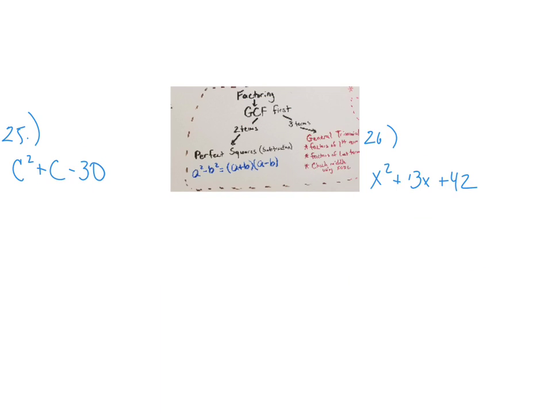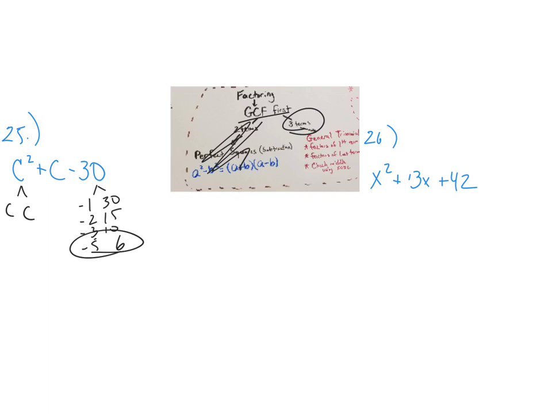Alright, 25 and 26, they're not going to have anything in common. They're not going to have 2 terms. So I'm going to have to do 3 terms, which means I'm going to follow these steps. So I take the factors of the first term. How do I get c squared? C and c. How do I get negative 30? So it's negative 1 and 30, negative 2 and 15, negative 3 and 10, negative 5 and 6. Negative 5 plus 6 adds up to be 1, so that's going to be the right middle. So my best answer is going to be c minus 5, c minus 6 in parentheses.